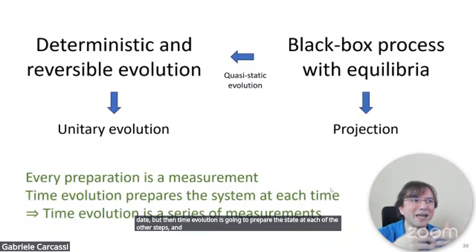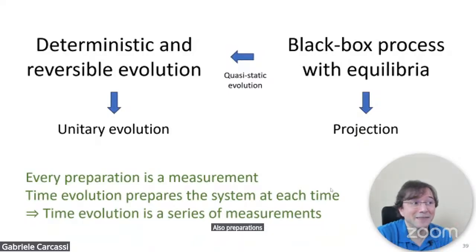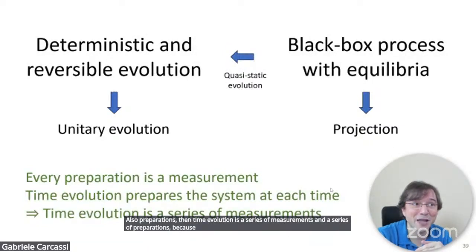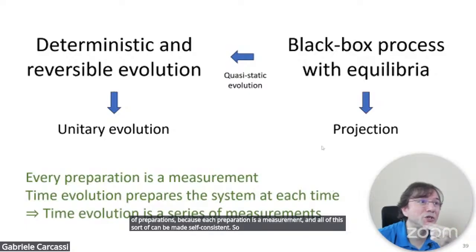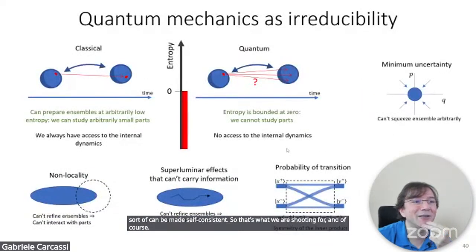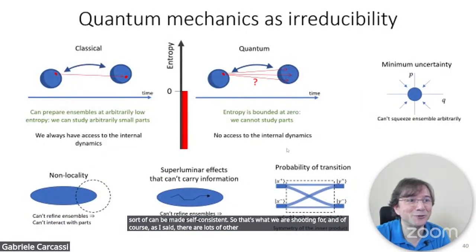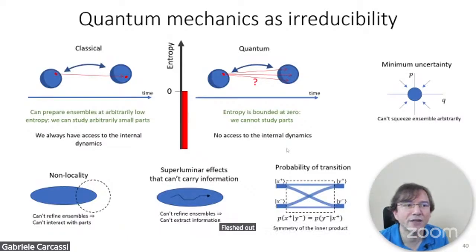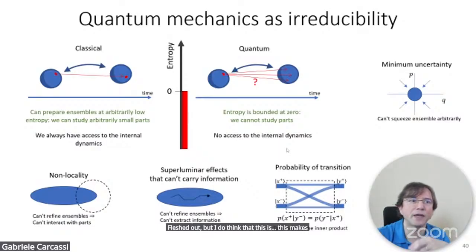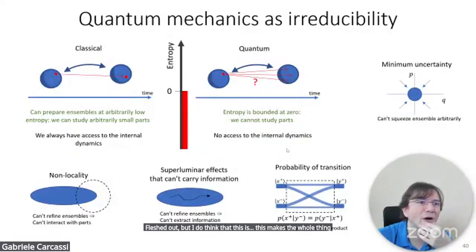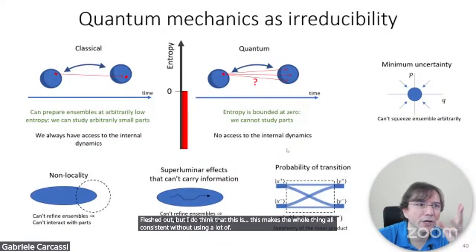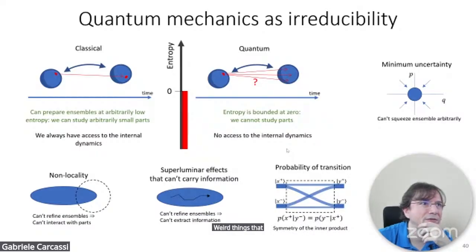And so if we think about these projections not just as measurements, but also as preparations, then time evolution is a series of measurements and a series of preparations, because each preparation is a measurement, and all of this can be made self-consistent. So that's what we are shooting for. And of course, as I said, there are lots of other details to be fleshed out, but I do think that this makes the whole thing consistent without using a lot of the weird things that come out in the foundations of quantum mechanics.